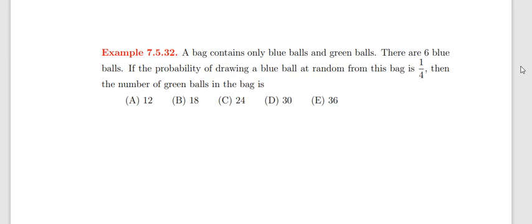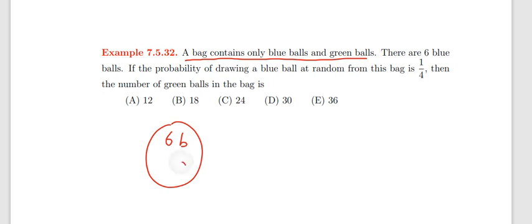For this problem, it says a bag contains only blue balls and green balls, but we don't know how many, right? There are 6 blue balls, but for green ones we don't know. Suppose we put X for the green ones. If the probability of drawing a blue ball at random from this bag is 1/4.